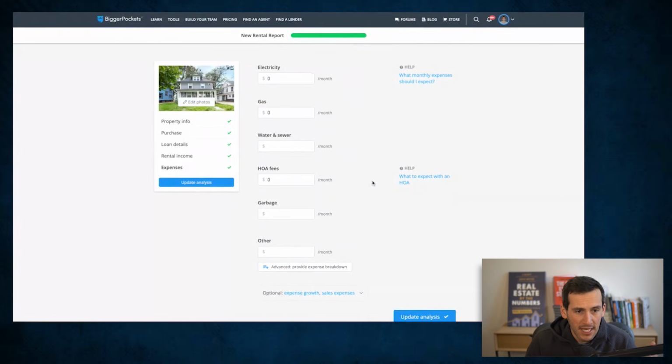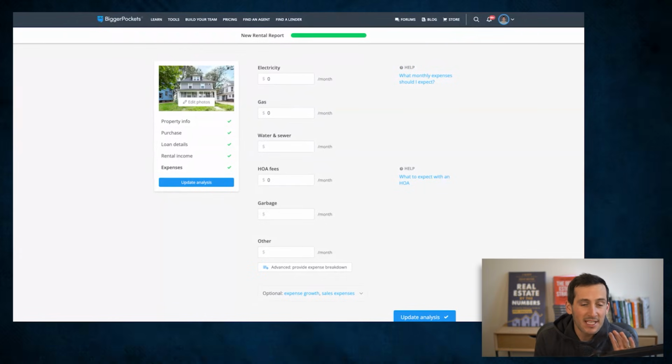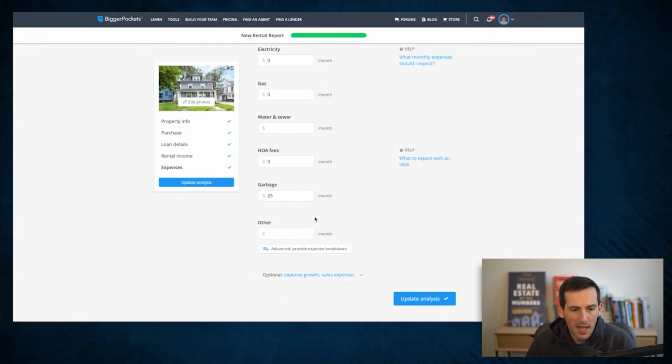Next, we have utilities like electricity, gas, water, and sewer. And for me, when I look for properties, I like to find ones that are metered separately. This means that the tenants just directly pay their own gas, their own electricity, their own water, because I don't need to get involved in that, right? It's just easier if I don't have to pay those myself and then pass them along to tenants. So I'm going to assume this property is the same because that's what I look for in properties. So I'm going to do 0, 0, 0. Don't like HOAs. Garbage is something I actually do usually pay for. It's usually like $25 a month. It's pretty cheap. And then others.